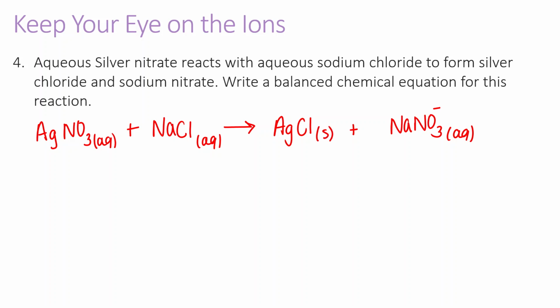So we now have a chemical equation here. We can check to see if it's balanced. So I see 1 silver, 1 nitrate, 1 sodium, 1 chlorine. On the other side, 1 silver, 1 chlorine, 1 sodium, 1 nitrate. It's already balanced. So here is the chemical equation that we get to represent the reaction that we just demonstrated with those colored spheres.